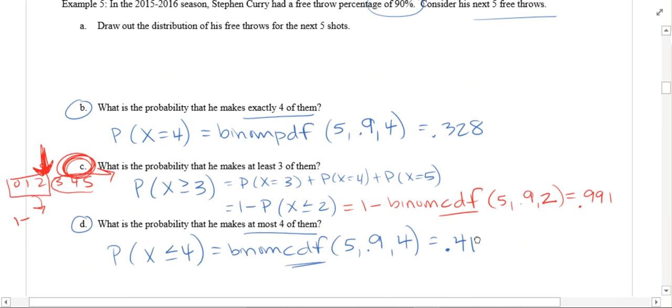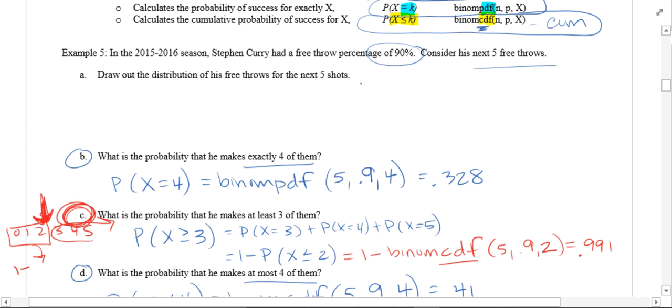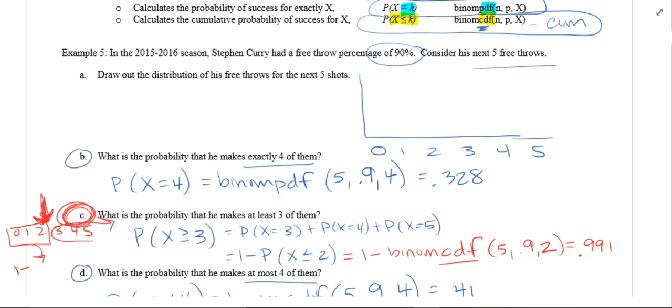Okay, so going back up to part A, I want to draw out a histogram of the probabilities. If he's making 5 free throws, he could make 0 of them, 1 of them, 2, 3, 4, 5. So basically I need to find those probabilities for each. These are each binomial PDF problems. We're finding exactly 0 shots, 1 shot, 2 shots in any order. So these are all binomial PDFs.